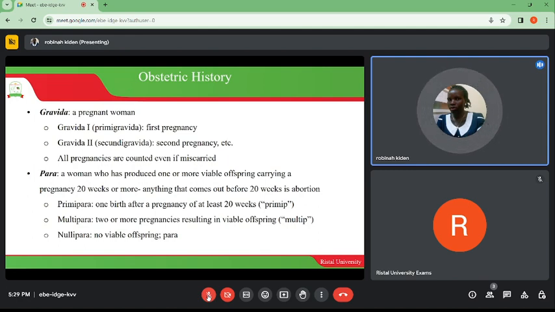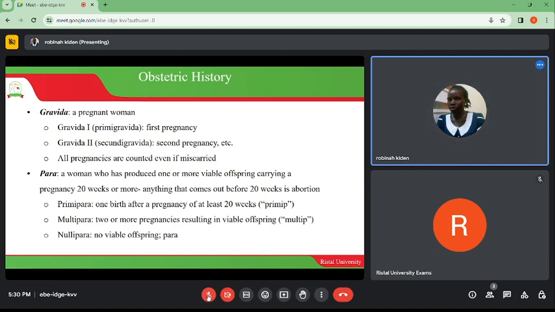So let us look at para. Para stands for a woman who has produced 1 or more viable offspring, carrying a pregnancy 20 weeks or more. Anything that comes out before 20 weeks is considered an abortion. So when we talk about parity, we are referring to pregnancy that has reached up to more than 20 weeks. Whichever pregnancy that comes out before 20 weeks is referred to as an abortion.